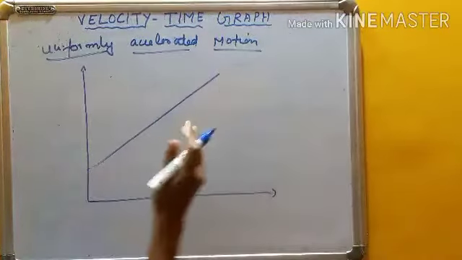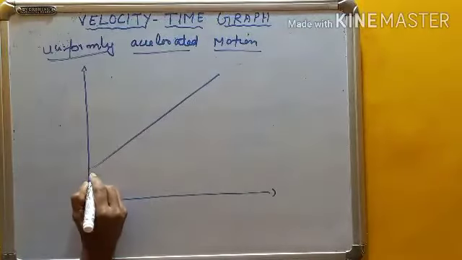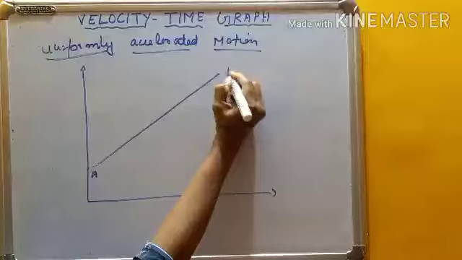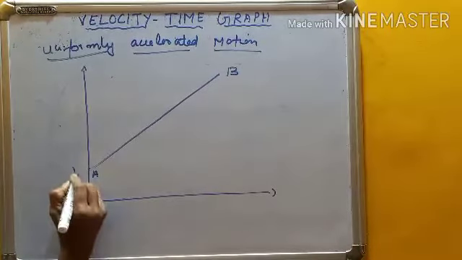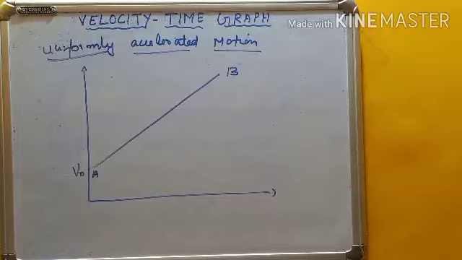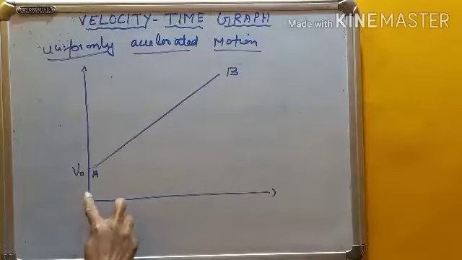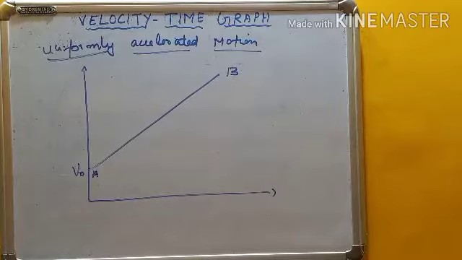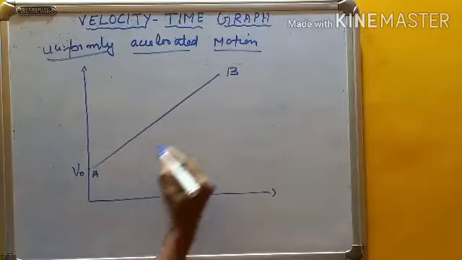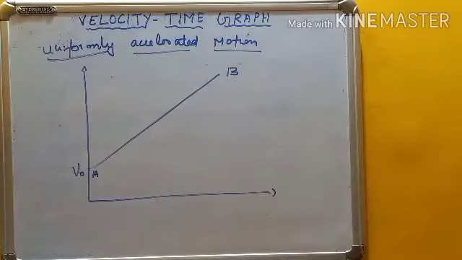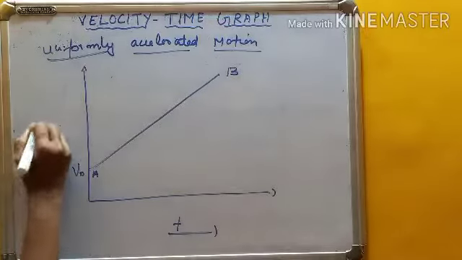Children, inclined to the time axis. Let this point be A and this point be B, and let V0 be the initial velocity. From this point also we can start. If the initial velocity is 0, the graph will start from the origin itself. Here we consider the general case, where the body initially has a certain velocity V0. So V0 is the initial velocity, and we plot the graph. Then consider two time intervals. This is a VT graph, velocity time graph.